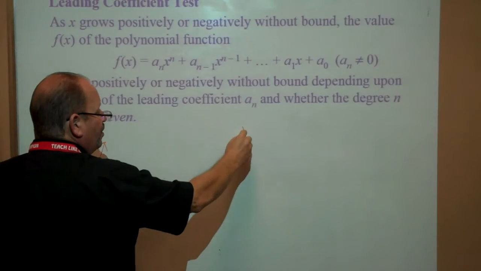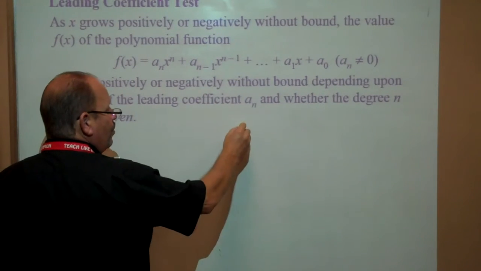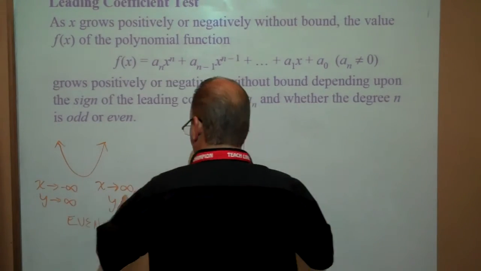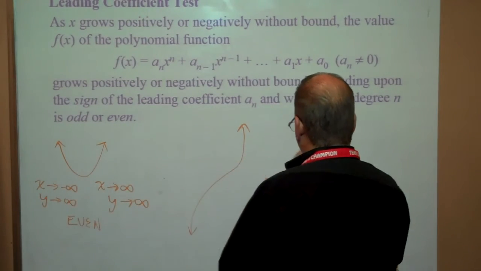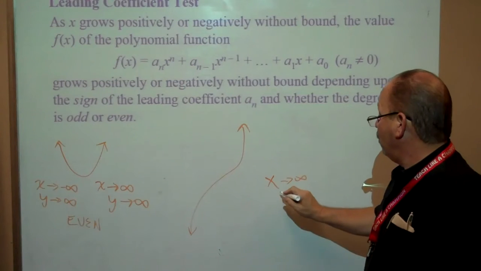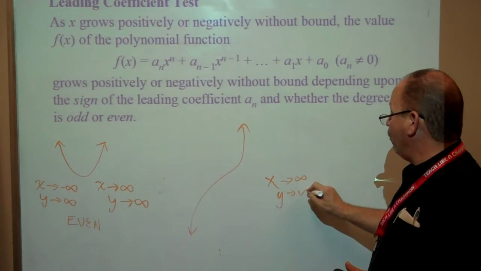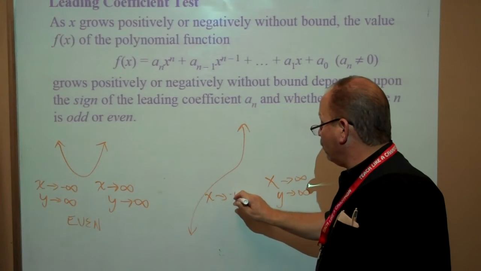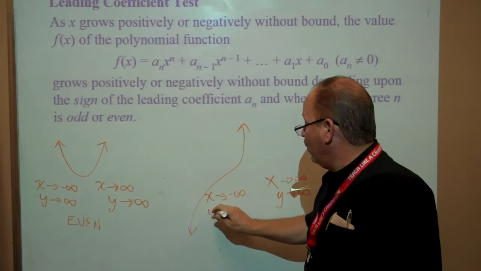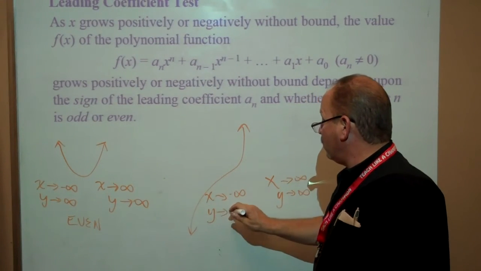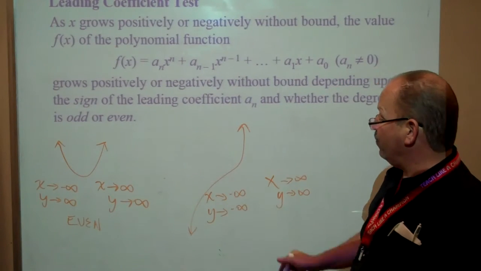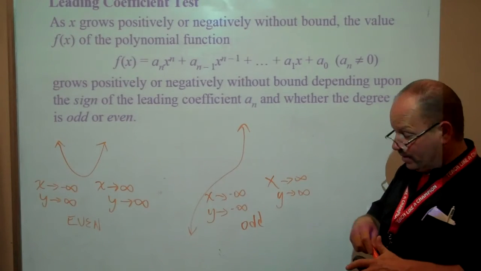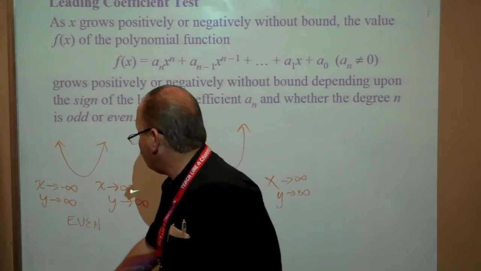When it's odd, well then you have the same situation here. As x grows without bound, y grows without bound, but as x gets lower towards negative infinity, y also gets smaller towards negative infinity. This is when it's odd.